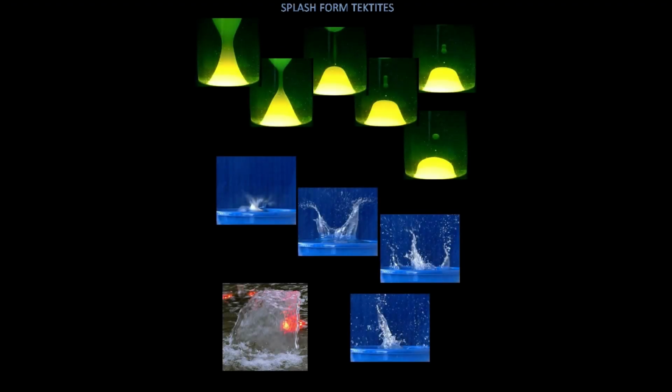Splash-form tektites were created by an impact that formed a liquid from rocks. The development of the liquid followed many stages that can be illustrated by impact into water and by processes in water and vacs.